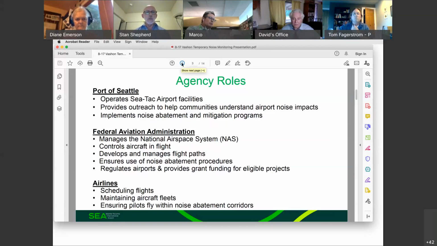Now, airlines are the ones that are directly responsible for scheduling flights based on the demand, again, of the community, when those aircraft will fly, and what aircraft types they fly out there also. So what is the fleet mix of that airline? Are they noisier? Are they quieter fleets? It's all up to the airlines to schedule those and to maintain those. And they are the ones that are ensuring that the pilots fly within the noise abatement corridors also. So those are the three different roles of the different agencies that come into play.